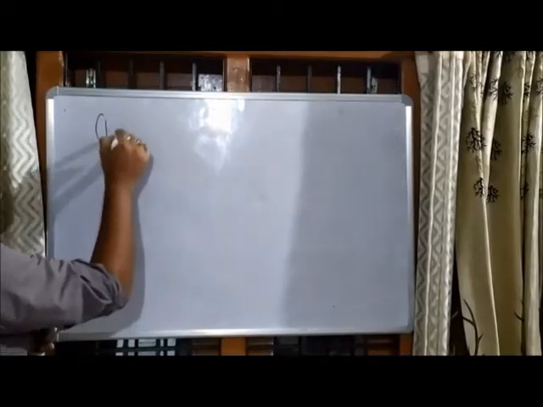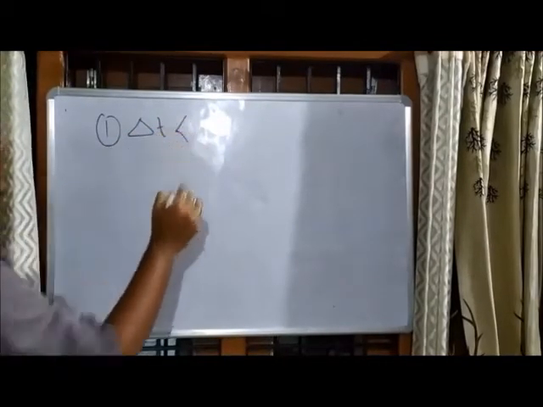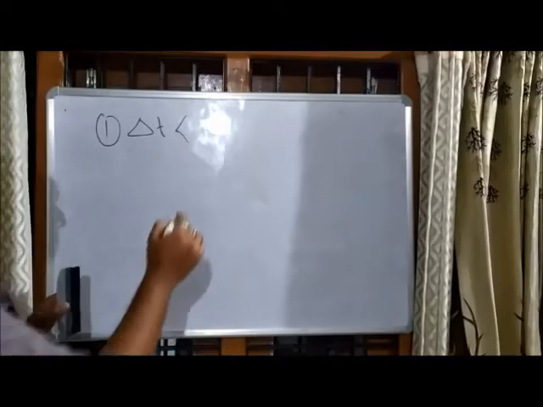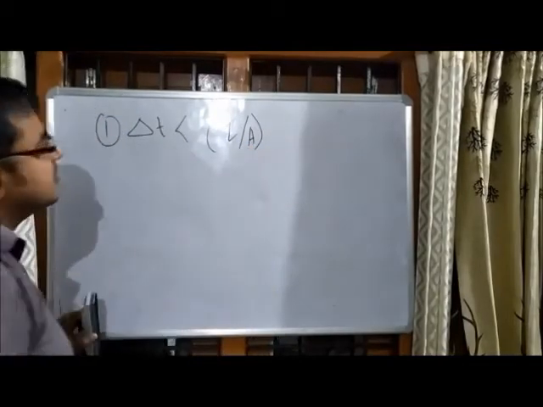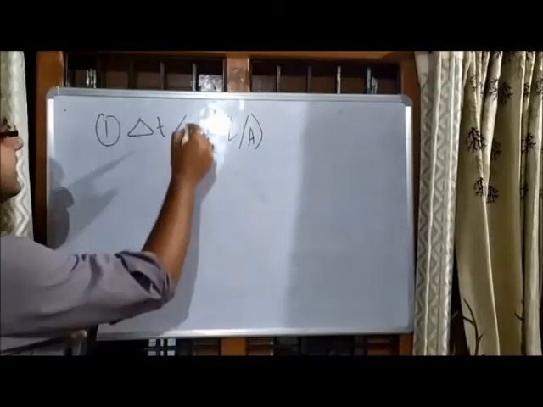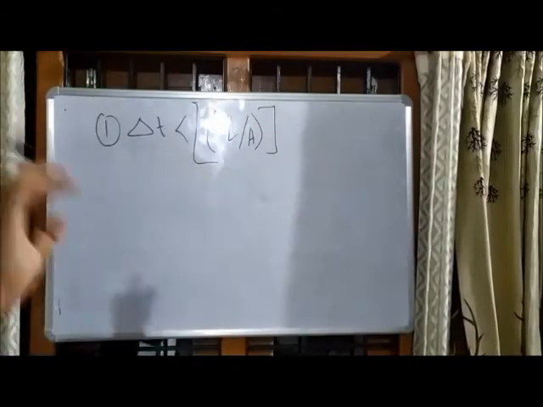So there are some conditions. Number one condition: if delta T is very small, then the rate of heat transfer is not much. What is the rate of heat transfer? We know that Q by A is not very much. If delta T is very small, the rate of heat transfer is negligible.